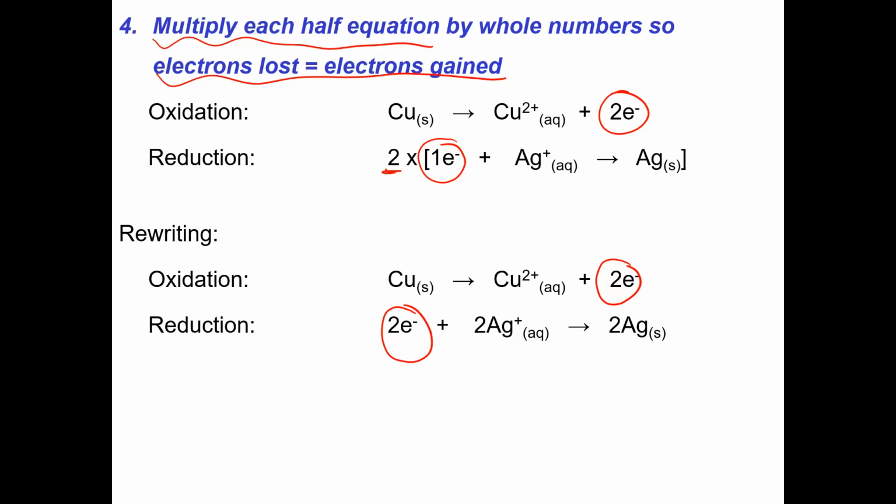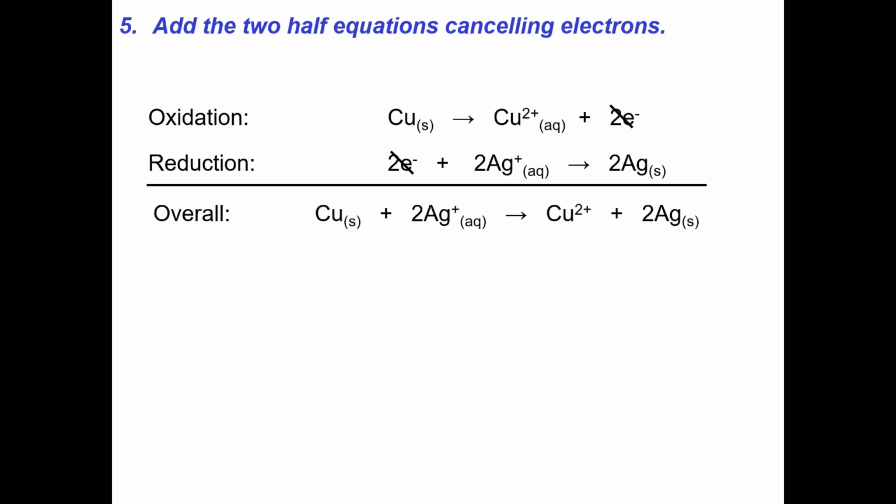And then once I get to this point, what I'm going to do now is add these 2 half equations together. And when I add them together, I'm going to cancel out things that appear on opposite sides of the arrow. So we're going to add together, and at the very least, the electrons will cancel out. So in this case, the electrons cancel out, and here is my overall balanced equation.